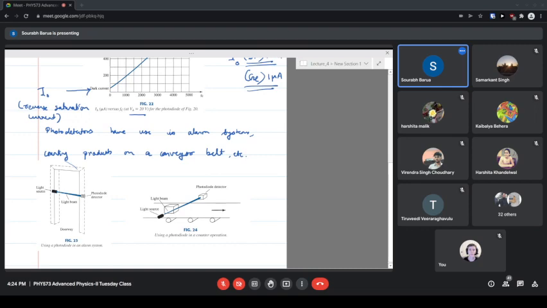Okay. Sir, at nanoparticle level also can we detect using this detector? Nanoparticle level you are asking about.